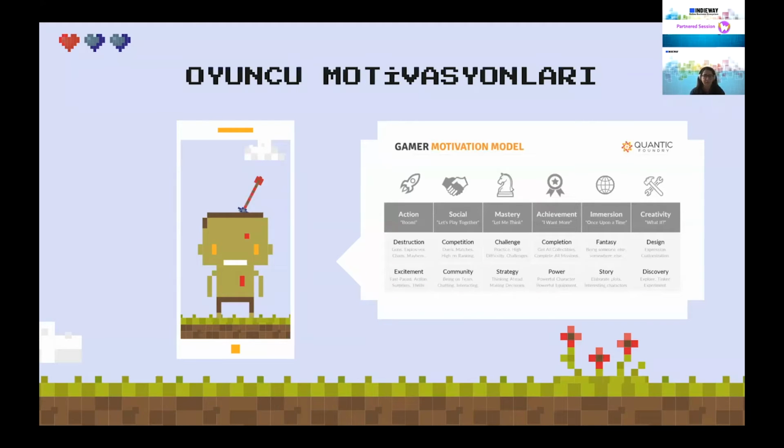When we say motivations of the gamer, you will see there are a lot of different motivation frameworks. The Quantic Foundry model is just one of them. Let me show it to you. As you may see, there are a total of 12 motivations. Let me give you an example.